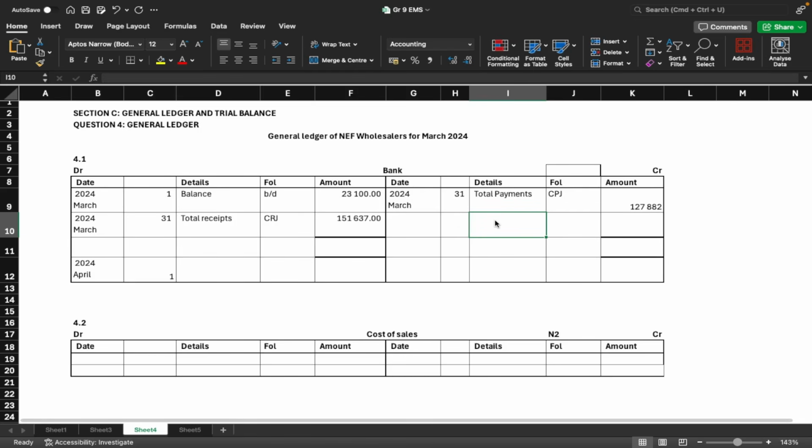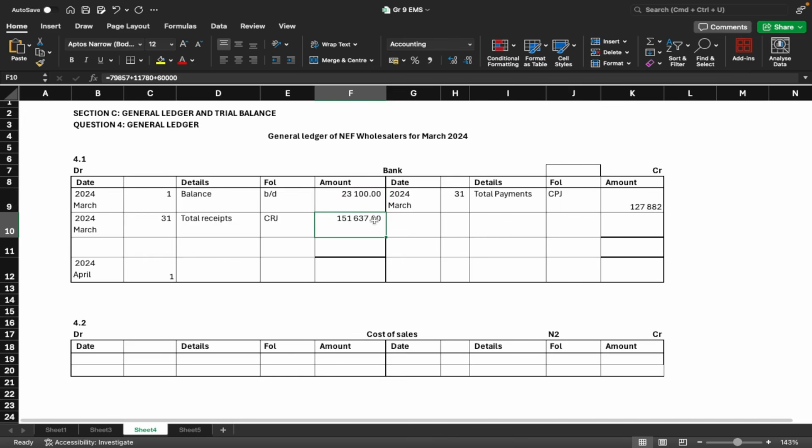How do we close it off? Well, if you checked out the lesson that I alluded to, Accounting for Beginners Part 3, you should know this. But basically what we do is that we compare the debit side and the credit side. Whichever side is bigger, in fact, let me just do that. We've got on the credit side 127,000 rand. On the debit side, you've got 23,100 rand and 151,637 rand.